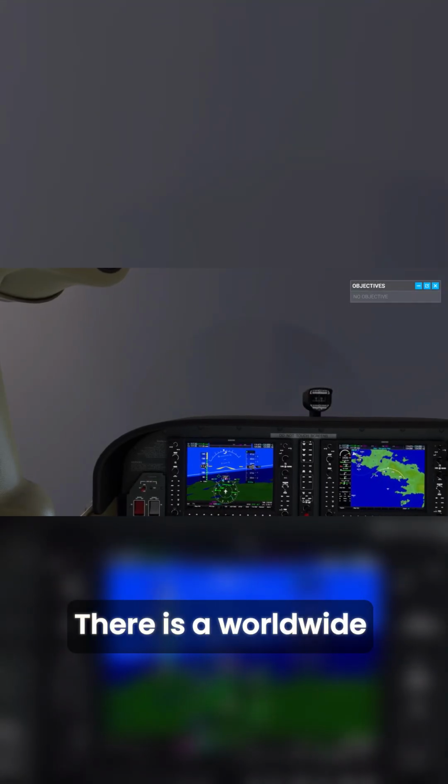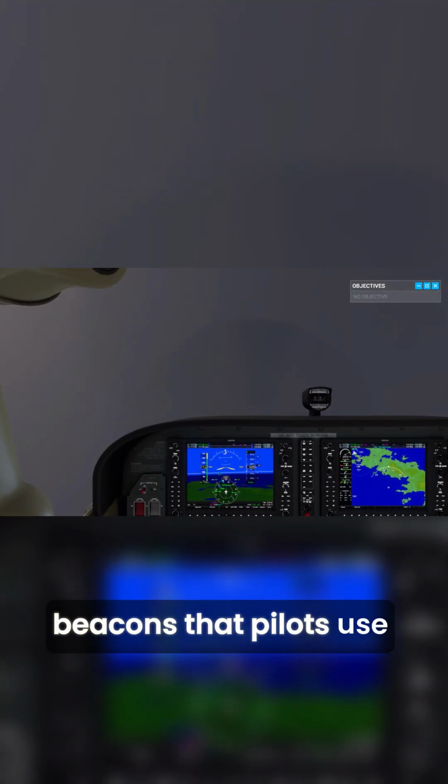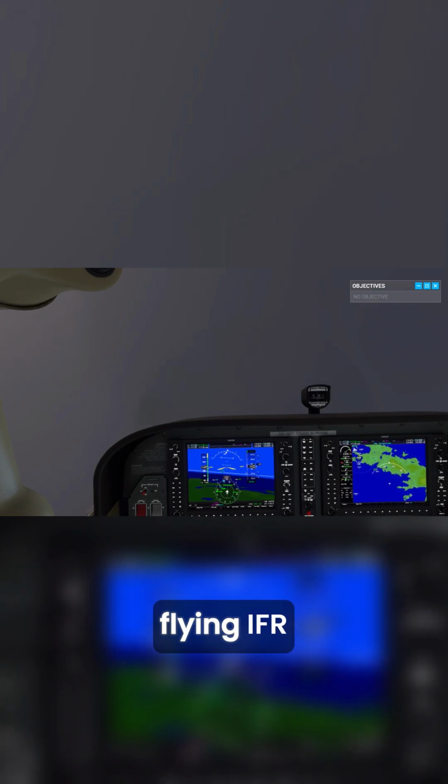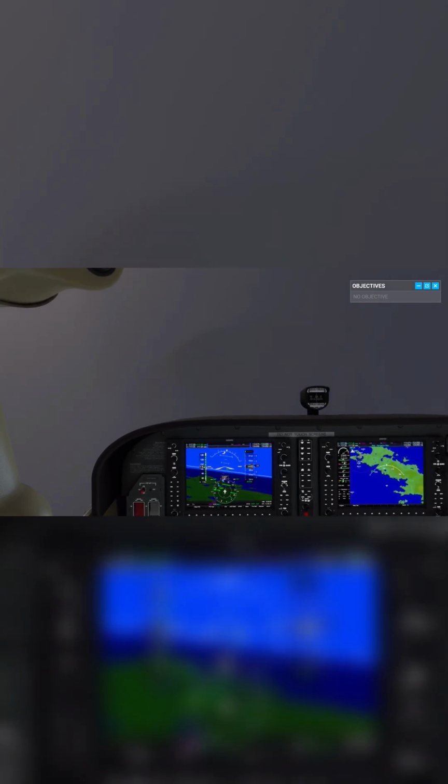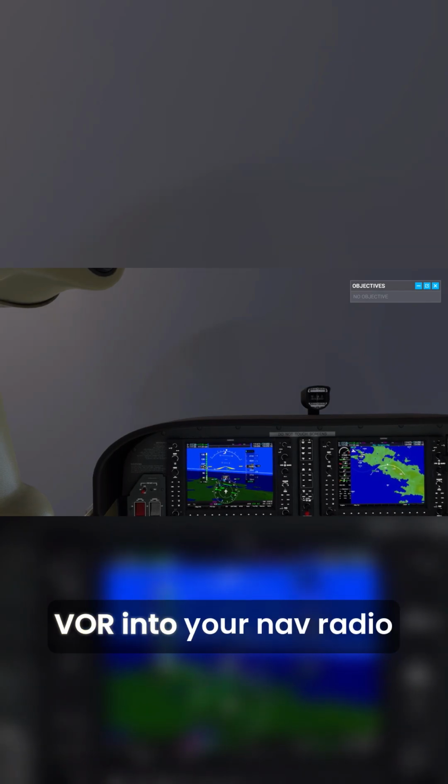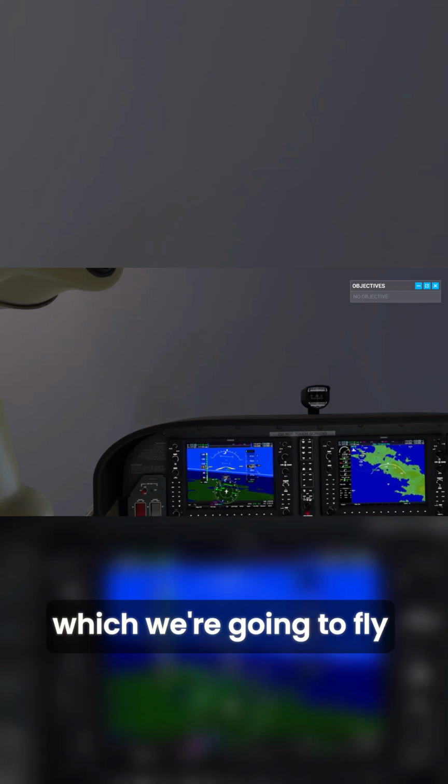There is a worldwide network of radio beacons that pilots use to find their way when flying IFR. The most common beacon is the VOR. I've tuned the Sumberg VOR into your nav radio, which we're going to fly toward.